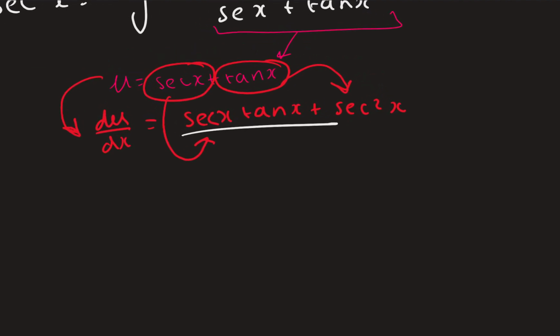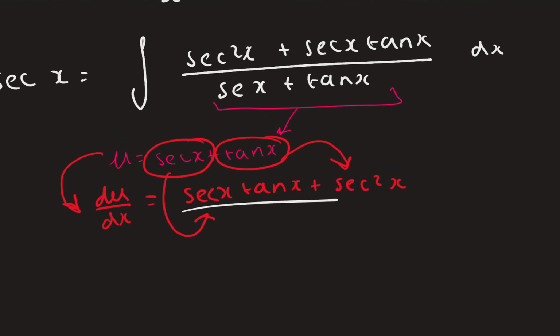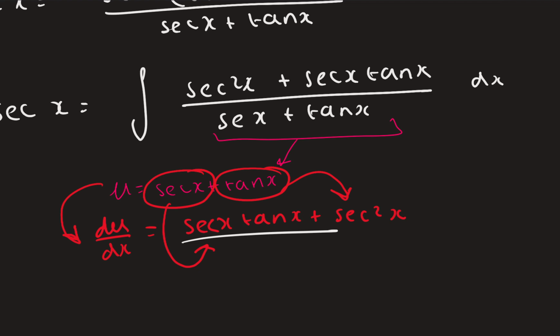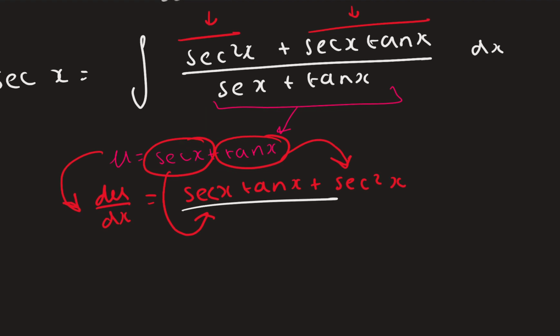After we've done this, we can see that this u substitution, when we derive it, it matches our top part, doesn't it? So you've got sec x tan x over here, and you've got sec x tan x over here. You've got sec squared x and sec squared x. Hence, we can simplify the integral, and we can cross this out because we're going to rearrange basically for dx. So 1 over (sec x tan x plus sec squared x) du is equal to dx.